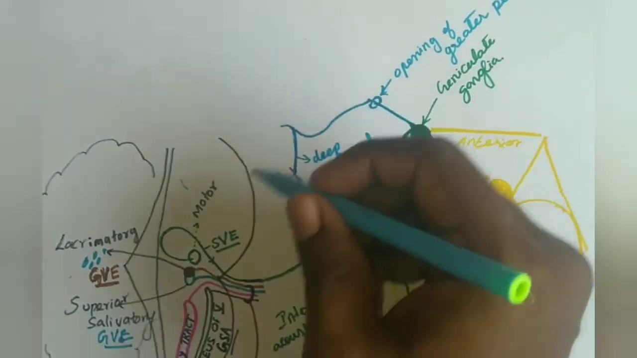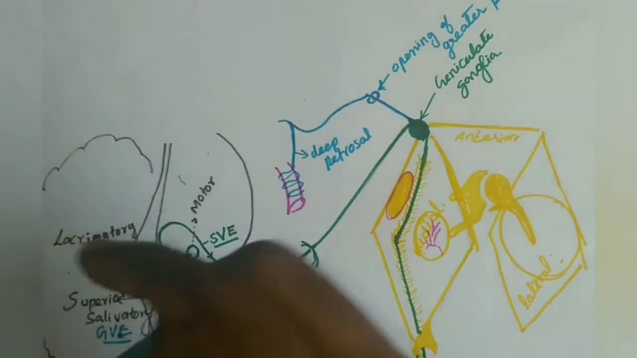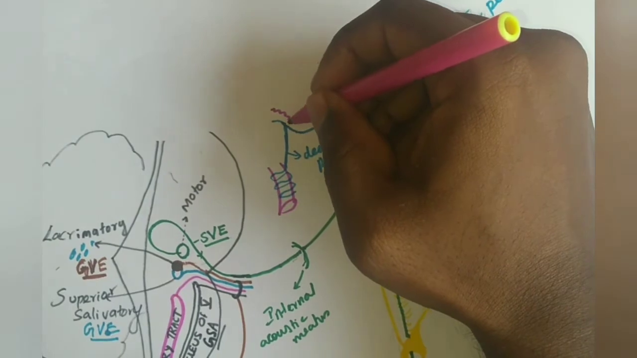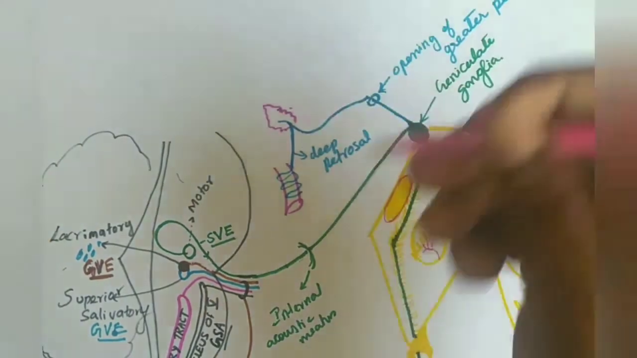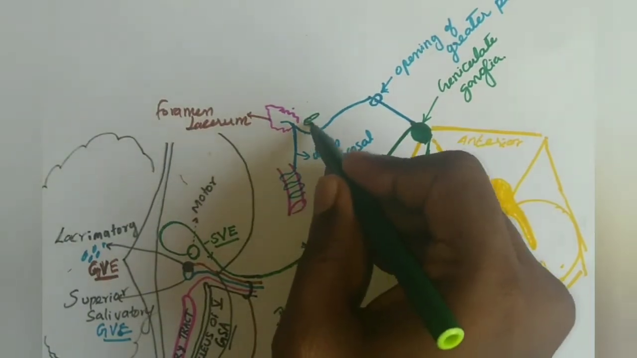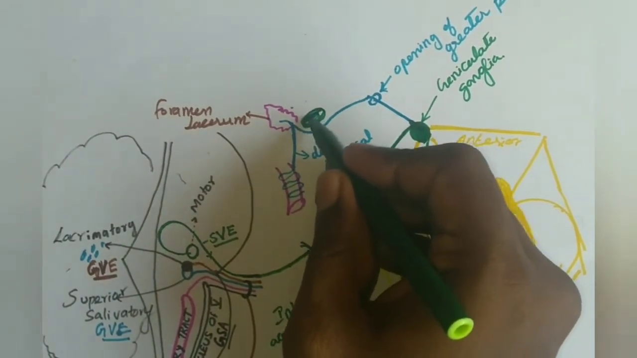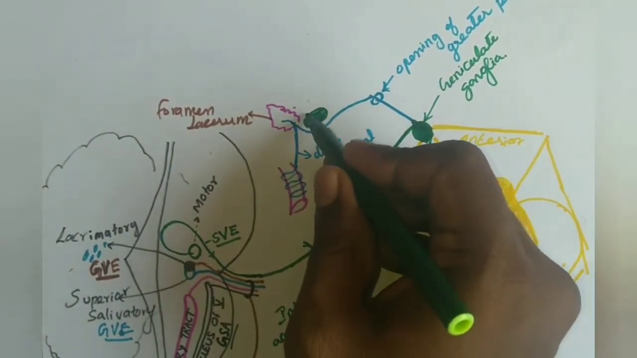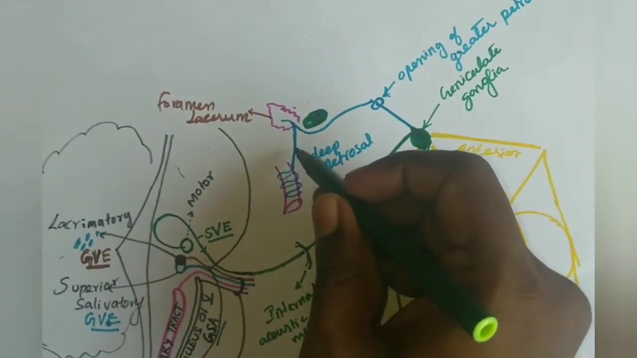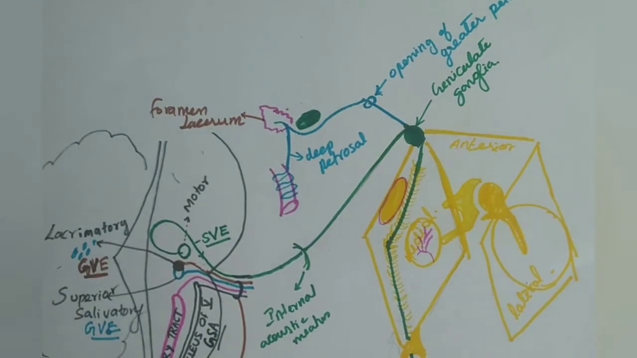So it will be joined by the deep petrosal nerve to enter inside the foramen lacerum. Here is the foramen lacerum. This is the position of the trigeminal ganglia. The nerve is passing posterior to the trigeminal ganglia, entering into the foramen lacerum by joining with the deep petrosal nerve.